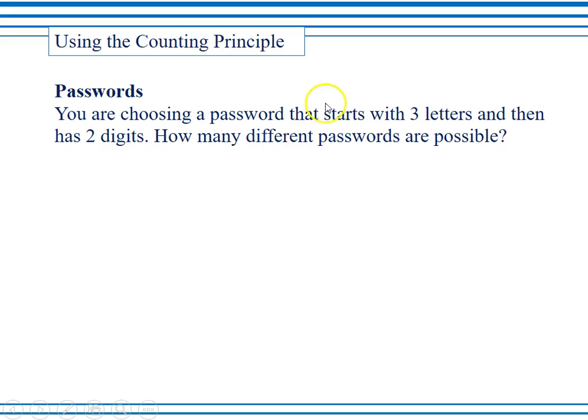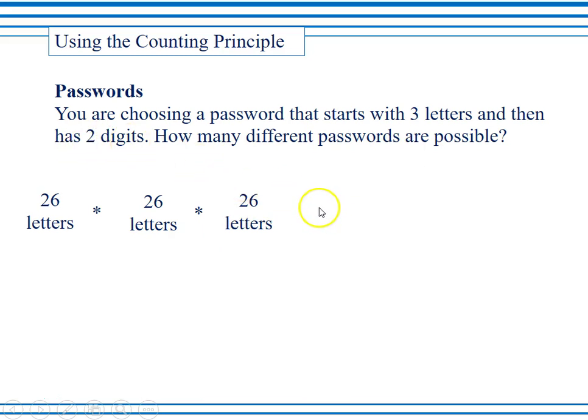Here you're choosing a password that starts with 3 letters and then has 2 digits. How many different passwords are possible? Now, making an organized list of this or creating a tree diagram would be very labor intensive. So let's look. For our letters, there are 26 different letters. So the first letter would have 26 possibilities. The second would have 26 possibilities because we know the first 3 are letters, and the next would have 26 possibilities. Then we have 2 digits.